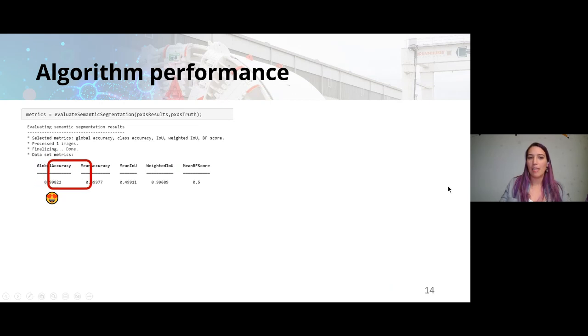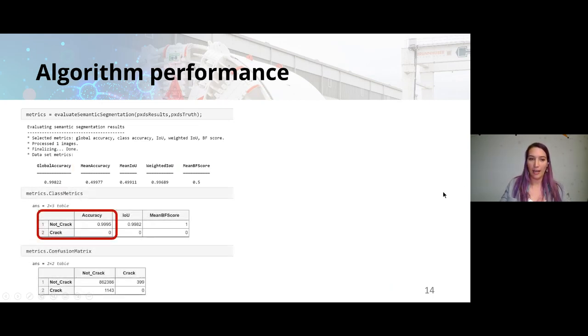But then we look at the mean accuracy, and it's 49.9, so basically 50% accurate. That's not really all that good. We only have 2 classes, crack or not crack, which means it must be doing very poorly at one of those 2. And sure enough, it's really good at recognizing where there's no crack. So 99.95% accuracy, that's great, except we don't really care if there's no crack. We only care if there is a crack, and it's 0% accurate at doing that. So this is not very well trained. This is the first pass of training the algorithm.